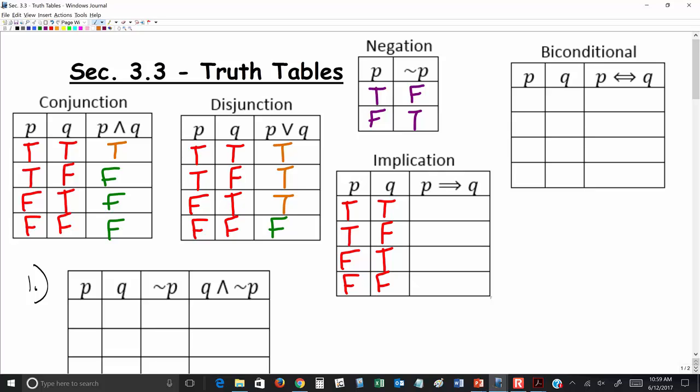Then we have the implication, which is the arrow. Okay, so this one is a little bit trickier. So if P, then Q. So we want to determine if that statement is true. So the only time this statement is false is if P is true and Q is false. And then all of the rest of the time, it's true.